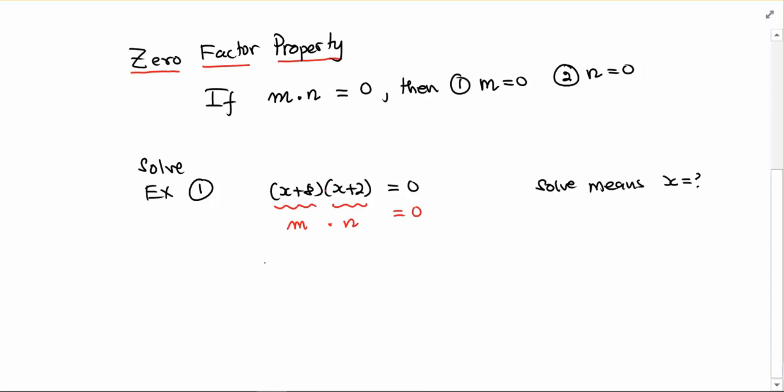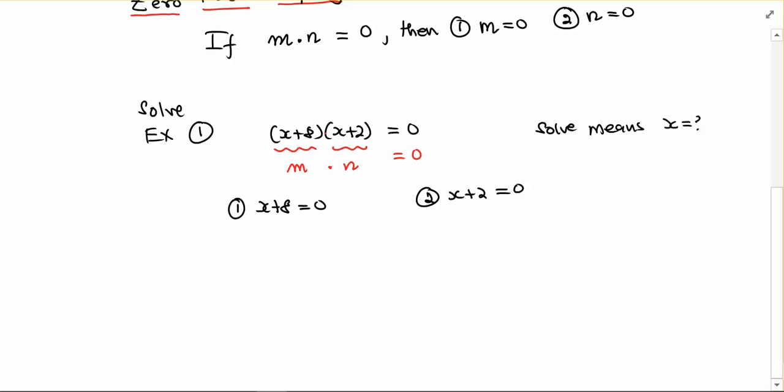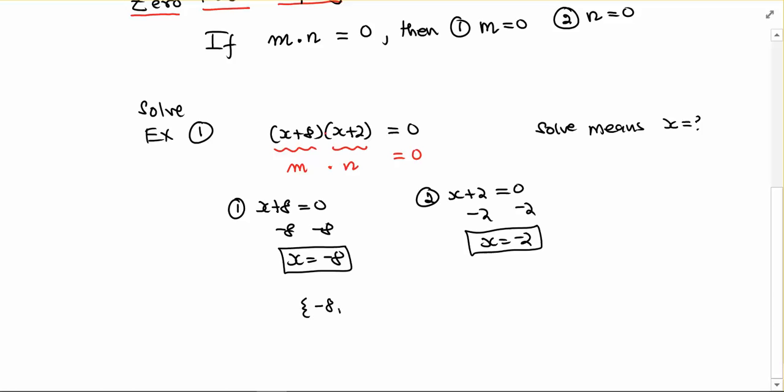So let's say we have x plus 8 equal to 0 by our property. That's the first conclusion. And the second conclusion is that x plus 2 is equal to 0. You can see then how easy it is to solve for x by simply subtracting 8 and getting x equals negative 8, and subtracting 2 and getting x equals negative 2. So that is the answer. Sometimes you may see the answer written like this using set notation. Either one is correct and acceptable.